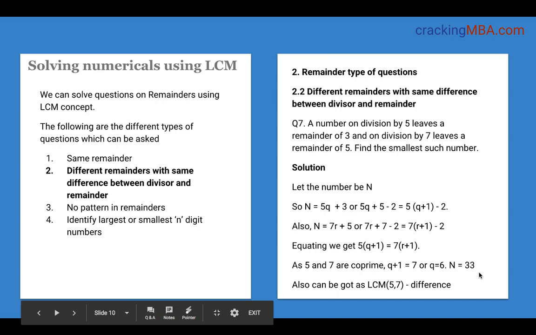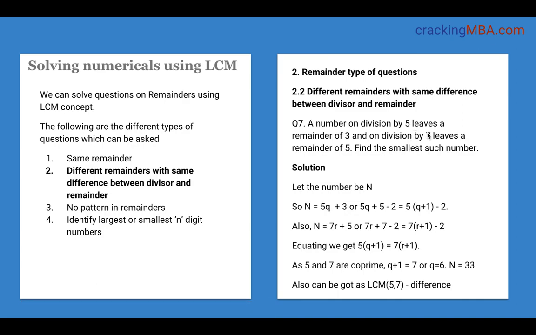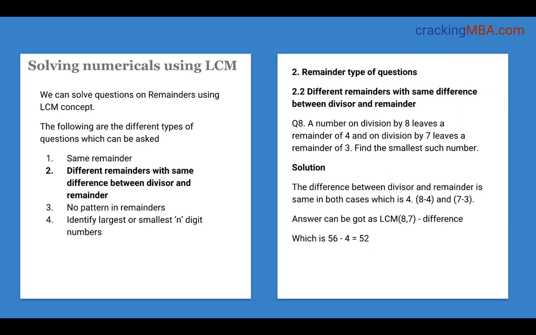But how do we apply the LCM concept to solve this kind of question? We basically take the LCM of 5 and 7 and subtract the difference, which is 2. So to solve this, where the difference is constant, just take the LCM of 5 and 7 and subtract the difference from the LCM. Let us solve one more question.